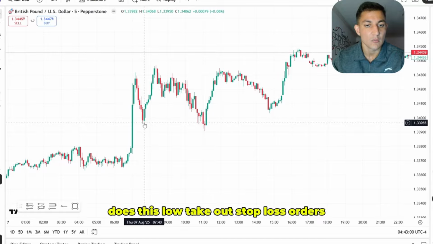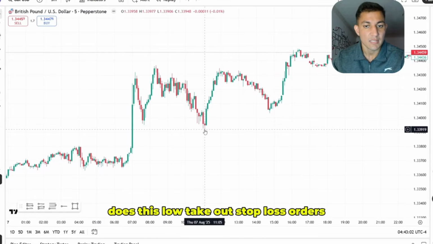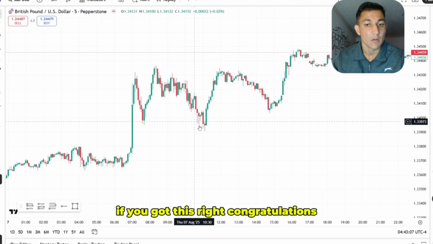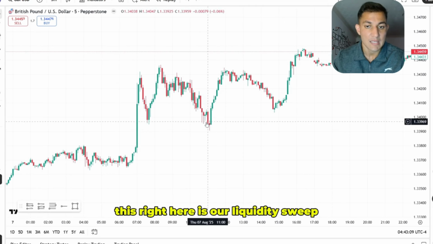Does this low take out stop loss orders? Does this low take out stop loss orders? Or is it this low? Right? Now, if you got this right, congratulations. This right here is our liquidity sweep.